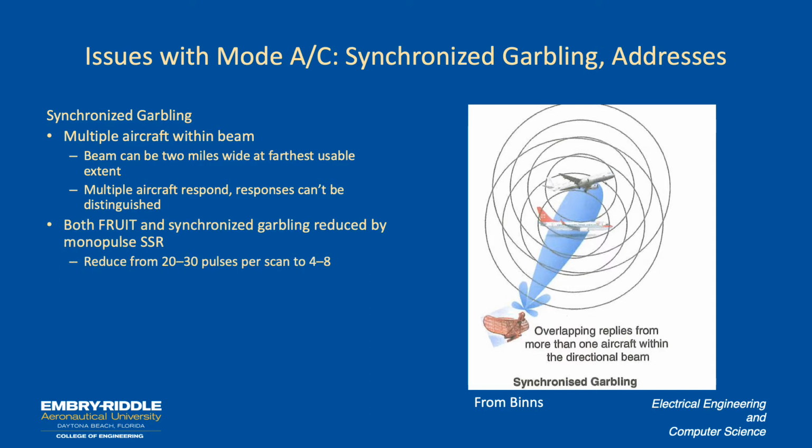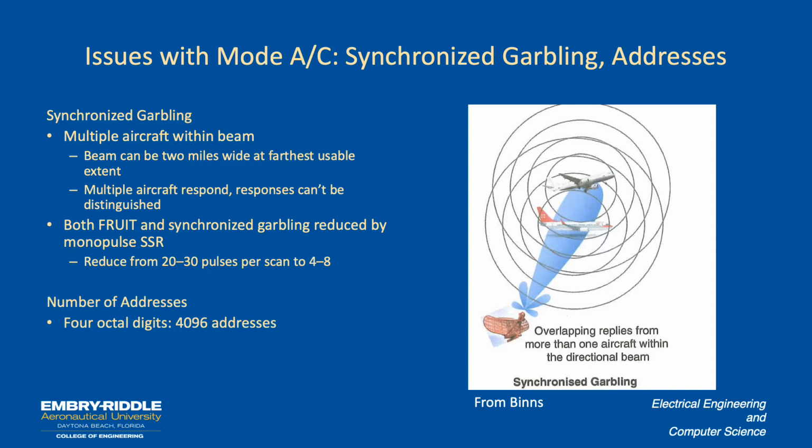So if we reduce the pulse repetition frequency, traditionally in primary radar 20 to 30 pulses a second, reduce it down to say 4 to 8 pulses per scan, then there's going to be fewer responses, and so it's easier to defruit because you can tell which ones come from your own ground station, and also less synchronized garbling just because you have fewer interrogations.